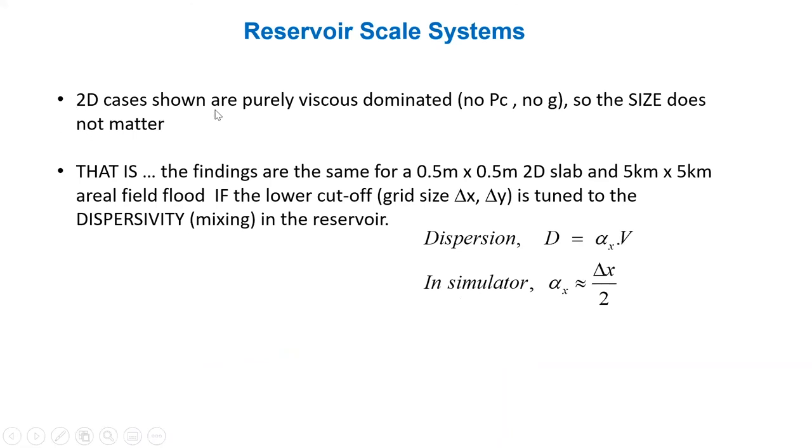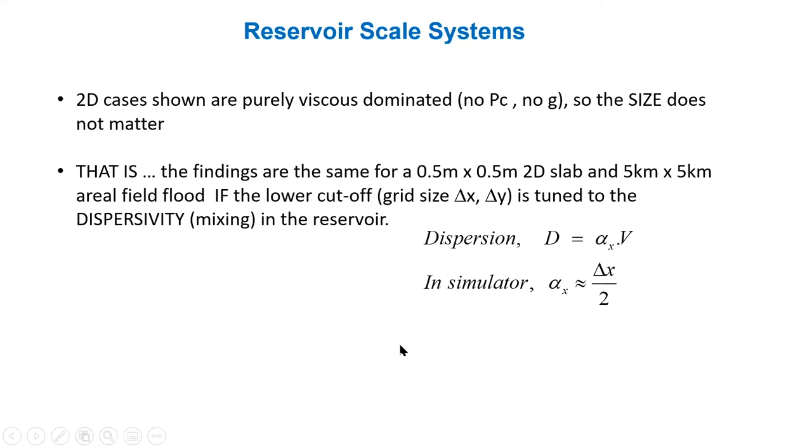Well, the 2D cases I showed you are purely viscous dominated. So there's no size associated with them. I didn't tell you what size my system was. That is, the findings are the same for a 0.5 by 0.5 2D slab or a 5 kilometer by 5 kilometer, if the lower cutoff size of the grid is tuned to the dispersivity, the mixing in the reservoir. So in other words, as long as you know what your dispersive length scale is, and you go finer than that, and that depends on the mixing zone you assume, then the very tiny fingers you might see in your experiment will be replaced by bigger ones, depending on the correlation structure and the mixing you see in your reservoir.